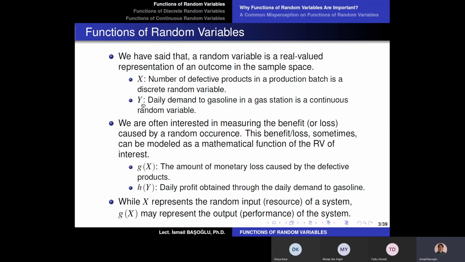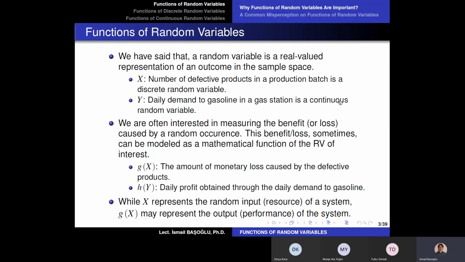And for another random variable, let us define the daily demand for gasoline. The daily demand for gasoline in a gas station is a continuous random variable, right? So how much gasoline you are going to sell if you have a gas station on any day is going to be called the daily demand. It's a random variable because it is impossible for you to predict that at the beginning of the day. You can only learn about it at the end of the day when you check the amount of gasoline that is left.